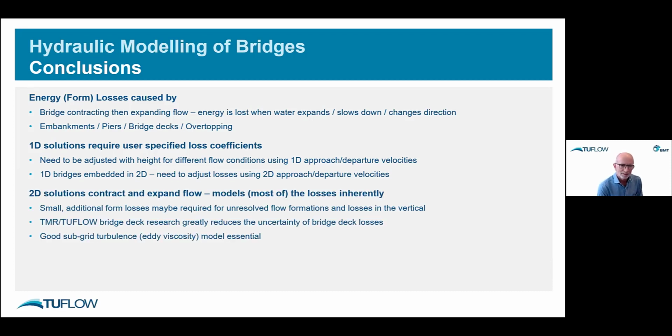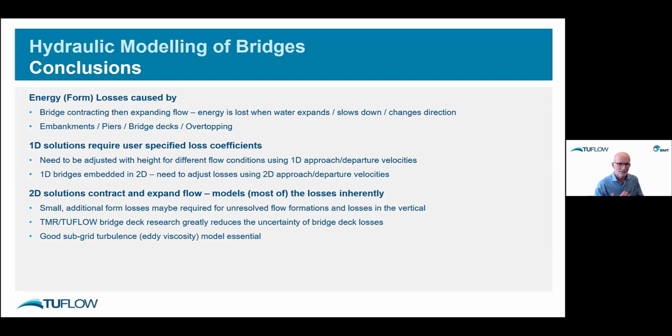If you're using 2D, it's important to understand it's contracting and expanding the flow, and therefore it's actually generating and modeling most of those losses for you. But if you've got fine scale flow formations, it's unlikely that your mesh will be fine enough to resolve those. And there may also be losses in the vertical. So 2D may look fantastic, but it certainly will not be the whole story. You may need to apply some additional form losses. You'll certainly need to do it for piers. It's very rare that your mesh is fine enough to resolve the pier losses.